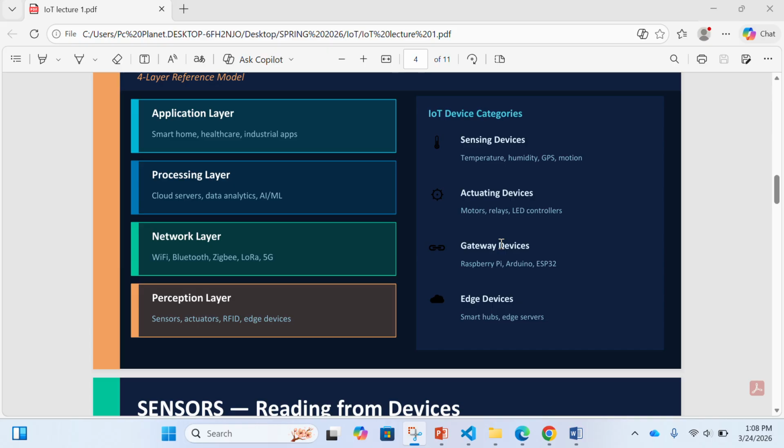At the processing layer, a cloud service like AWS IoT Hub receives the data, runs analytics, and decides: is the soil too dry, is it getting too hot? And at the application layer, the farmer using their phone gets a notification: Greenhouse 3 moisture level is critically low, and they can tap one button to activate the irrigation system remotely. All four layers working together.